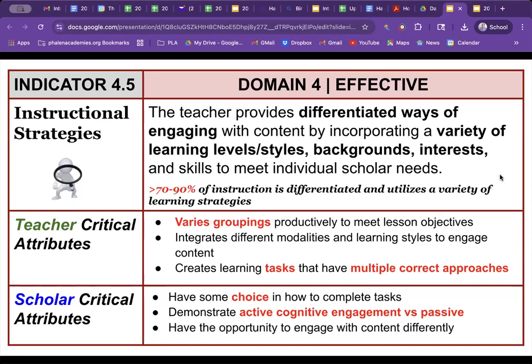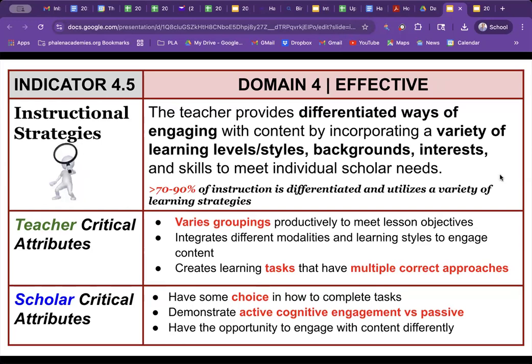Thank you. Varies groupings productively to meet lesson objectives. Integrates different modalities and learning styles to engage the content. And creates learning tasks that have multiple correct approaches. Excellent. So these are some of the critical attributes that the teacher should be using. And then the last one, scholar critical attributes.